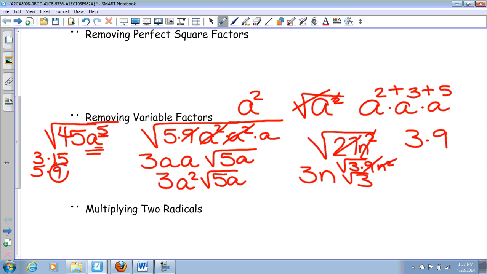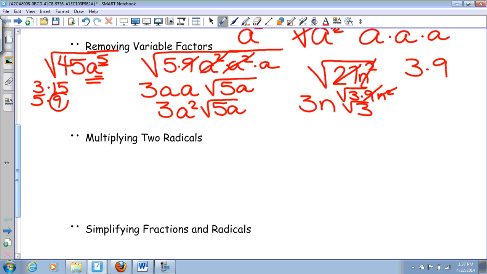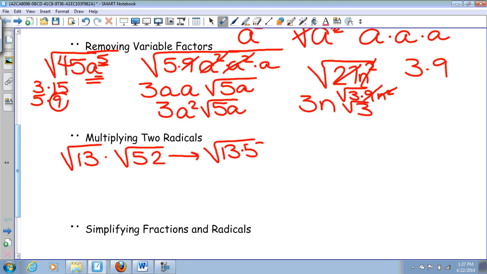Lastly, let's look at multiplying two radicals. Okay? We're going to look at quick checks here because you have the examples in your book. We're going to look at the square root of 13 times the square root of 52. Okay? When you multiply radicals, it just becomes like this. The square root of 13 times 52. Now, you might have wanted to simplify beforehand, which you could have. But I'm going to go ahead and follow your textbook and take 13 times 52. That's 676.